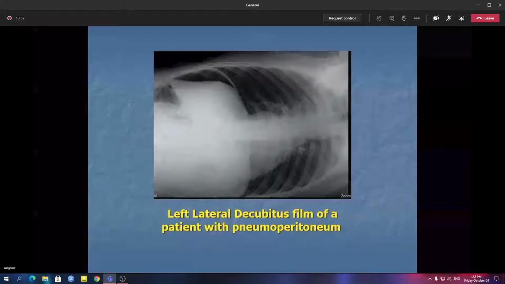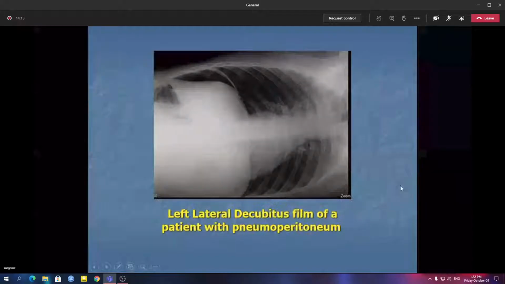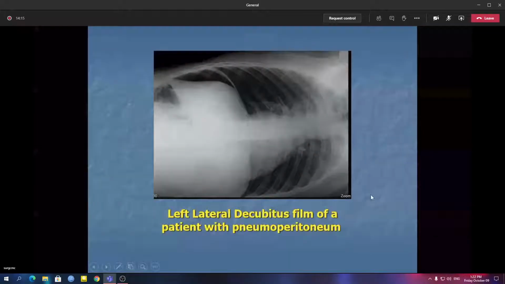Now this is the picture I am showing you. It's a left lateral decubitus film. You can see this is the heart, this is the liver, this is the cardiac apex, and this is the diaphragm. You can see this black thing, it is free air within the peritoneal cavity. So it is a left lateral decubitus film in a patient who had free gas in the peritoneal cavity.